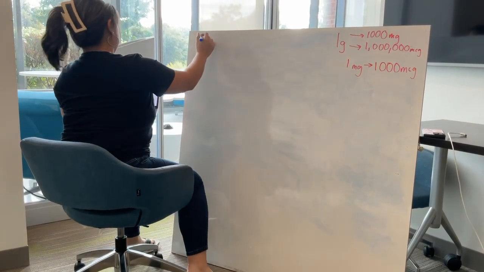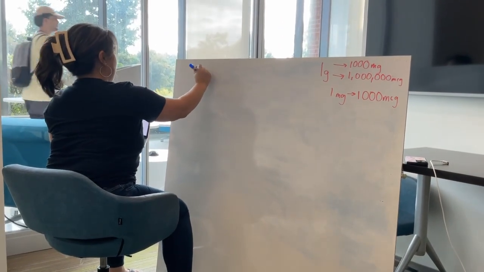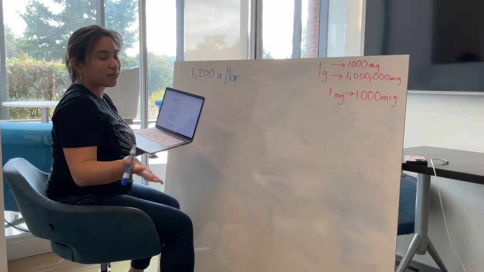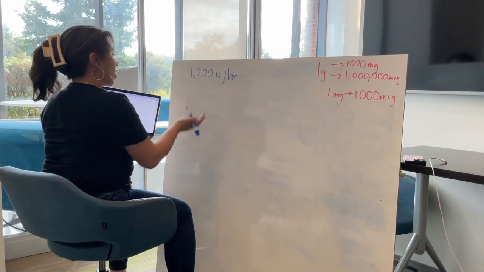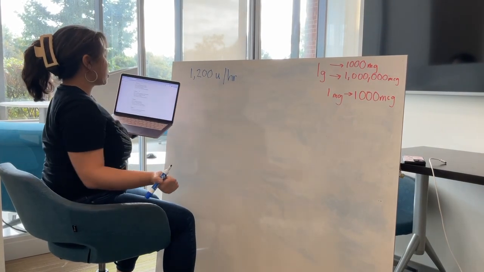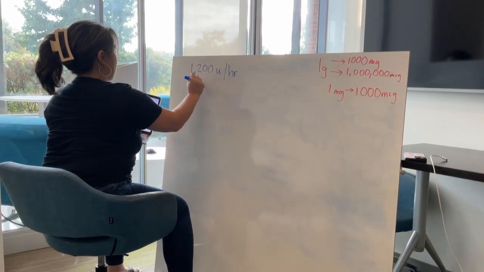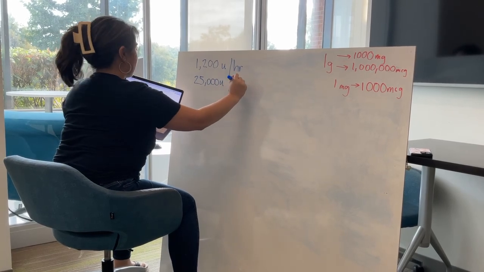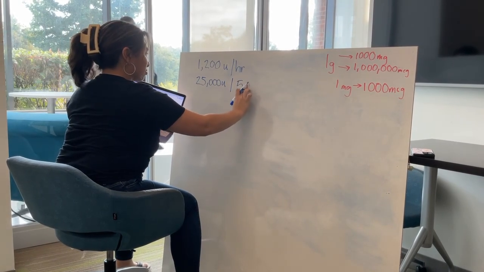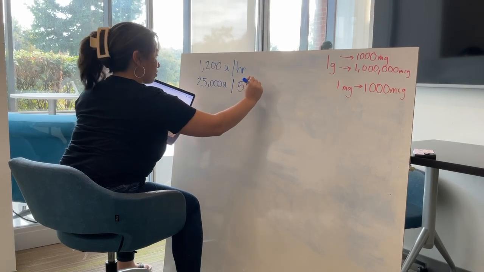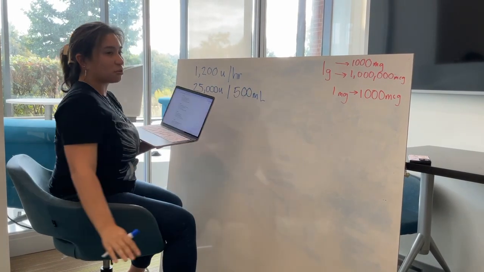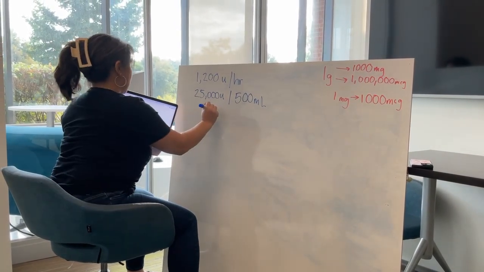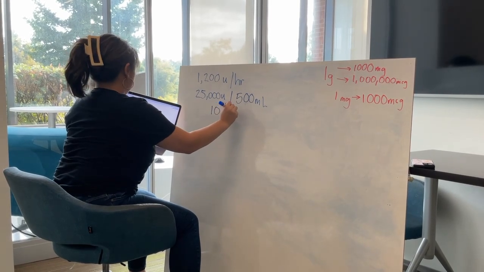The order is heparin, 1,200 units per hour. I always like to write stuff because the words mess me up, so y'all should probably do that too. What's available is 25,000 units in 500 milliliters D5W. We do not need to know what D5W is. And then the drop factor is 10 drops per milliliter.